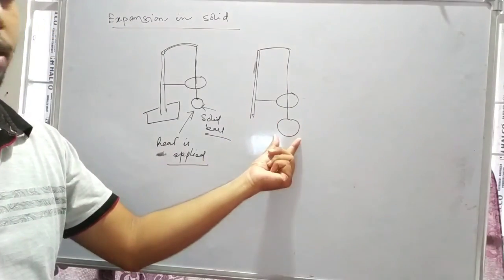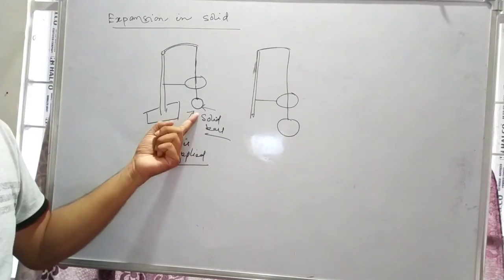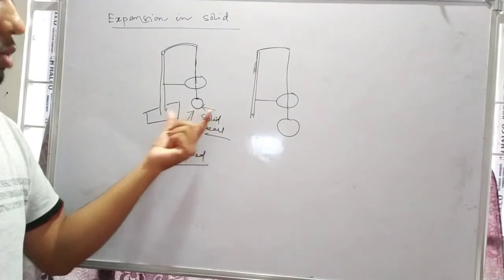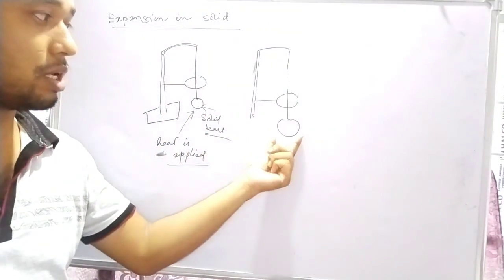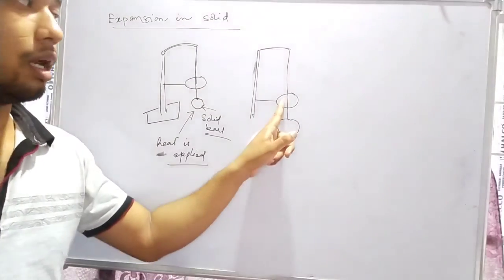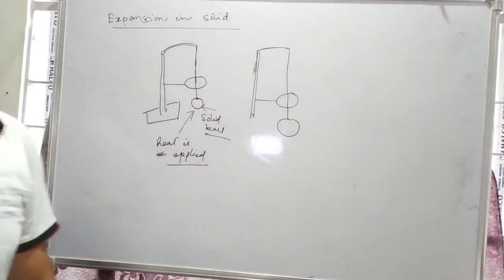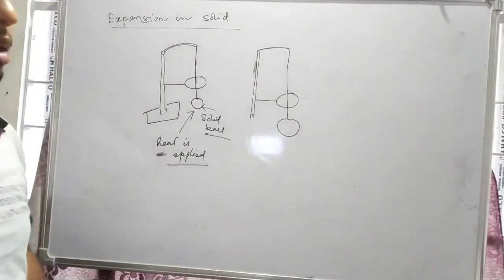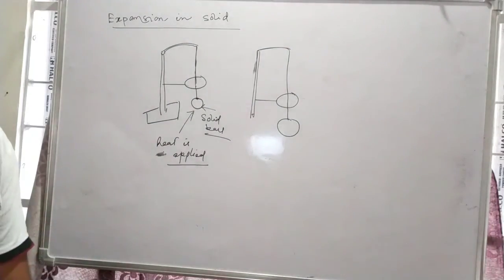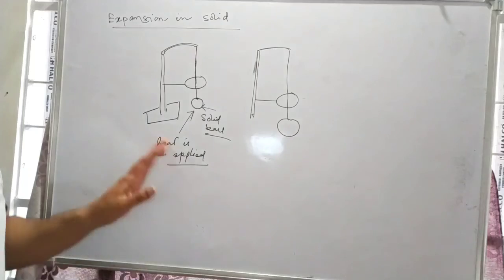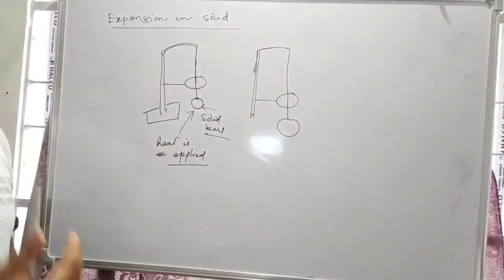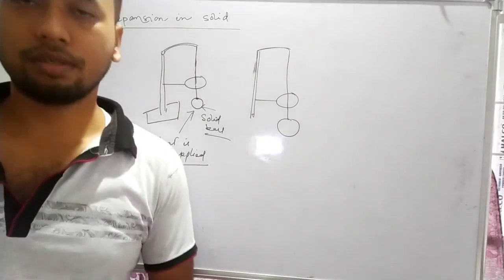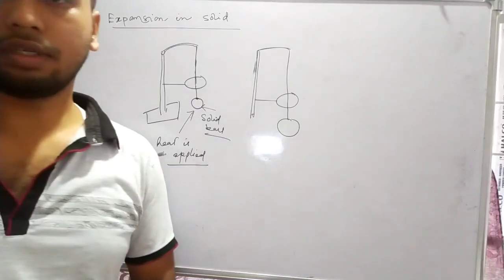So why does it become larger? Because when heat is applied to the ball, it expands, and due to this expansion, its size becomes larger than the size of the ring, and that's why it is not able to move. So from this activity, it is clear that a solid object expands when heat is applied. Okay, so it is proved that solids expand on heating. So in the next video we will discuss how liquids expand due to heating. Okay.